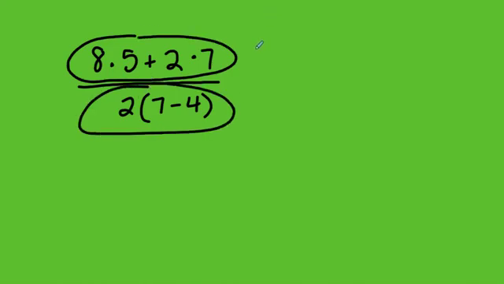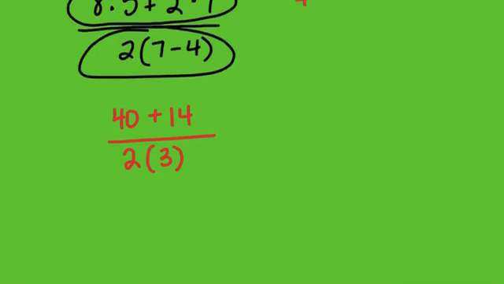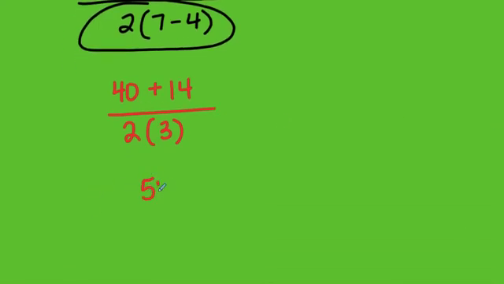All right, so I have to do 8 times 5, which is 40, plus 2 times 7, which is 14, all over 2 times 3. I still have to keep working with each part. So I get 54, and then I've got 6 in the bottom. So 54 divided by 6 gives me 9.